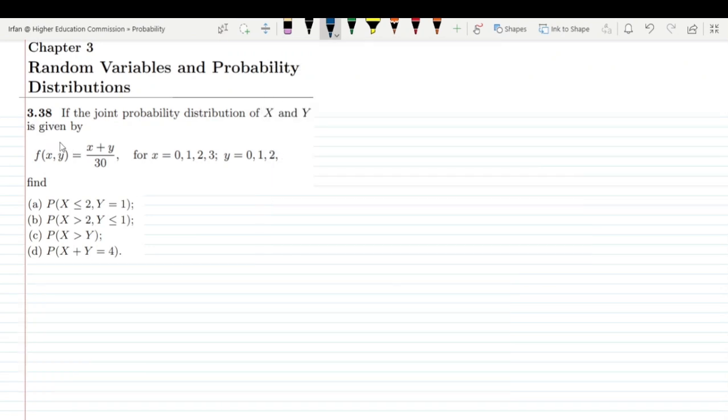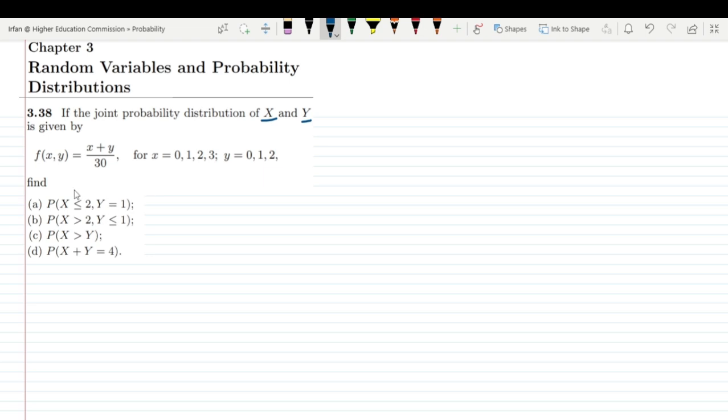So this is question 3.38 of chapter 3, and the statement of it is, if the joint probability distribution of x and y is given by f of x,y is equal to x plus y divided by 30 for the values of x which range from 0 to 3, and for y which ranges from 0 to 2. Okay. So on the basis of it, we have to find some probabilities which are basically the joint probabilities.